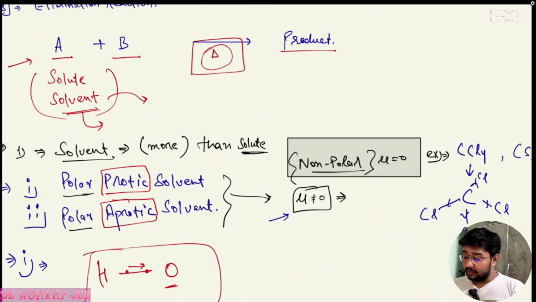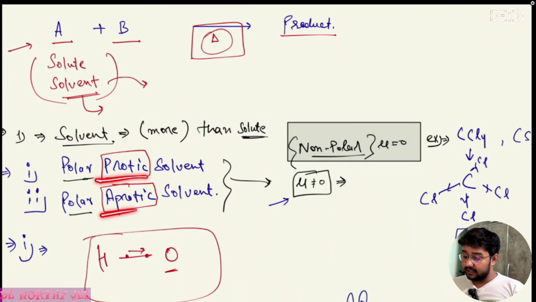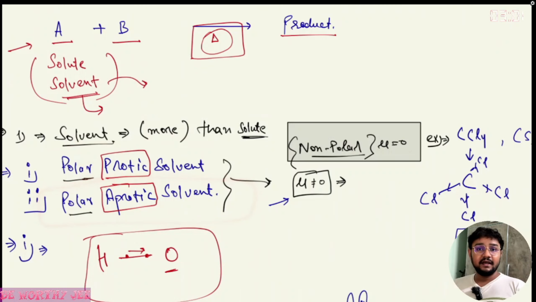So now as we know about polar solvents and non-polar solvents, now we further classify polar solvents into polar protic and polar aprotic. Polar protic solvents are those solvents in which hydrogen bonding is possible. Polar aprotic solvents are those solvents in which hydrogen bonding is not possible. So what are these?